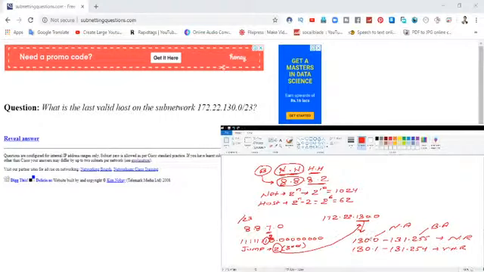The question was, what is the last valid host of this network? For this network we have this network range, and for this network range we have this valid host range. What would be the last valid host? This would be the last valid host. Let us check the answer. 131.254, right? Cool. Let us come to the next question.